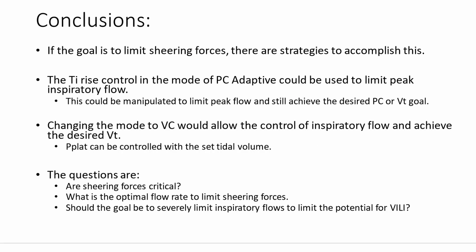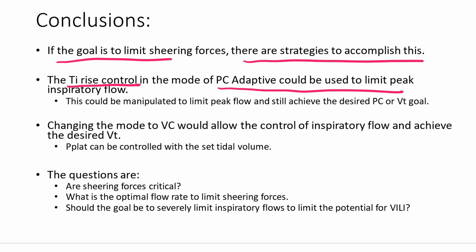So what I'm suggesting is that if the goal is to limit shearing forces, then we've outlined some strategies that we could utilize to do this. In pressure regulated volume control, or PC adaptive, we could use the TI rise control or the slope control to limit those peak inspiratory flows. All right. If we want to use volume control, we can directly control those inspiratory flows and minimize them to the greatest advantage. We're a little bit concerned about patient dyssynchrony with that mode, but if the patient's unconscious or severely ill, maybe that's not a major consideration.